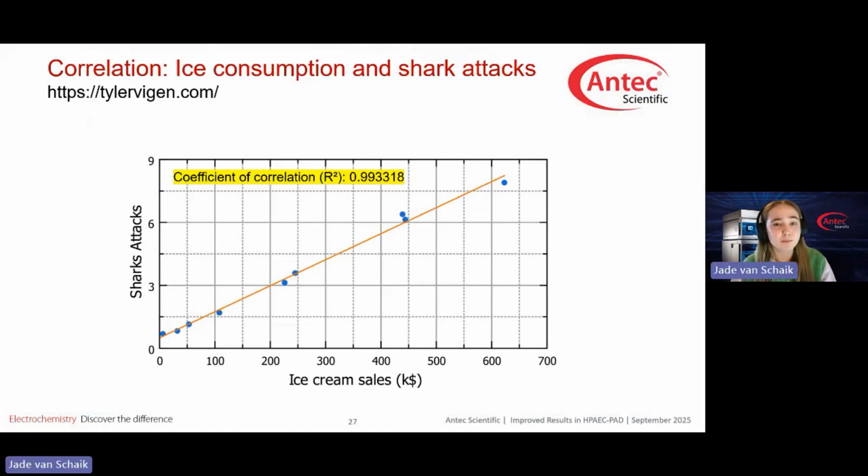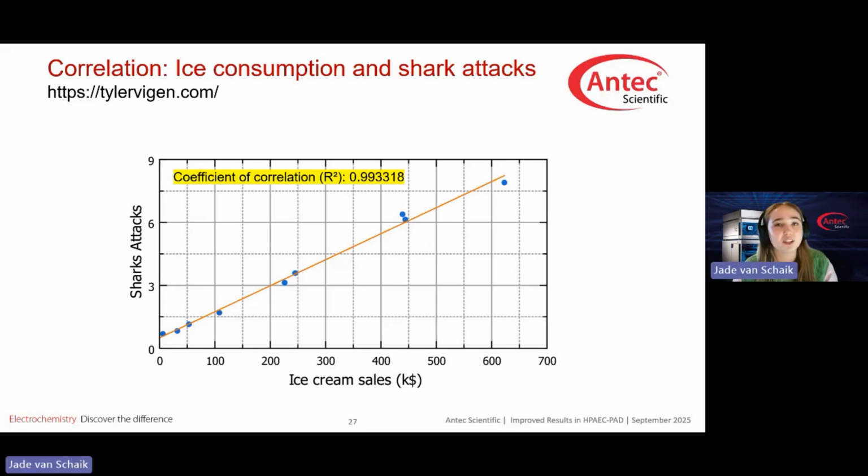It might come as a surprise, but did you know there's a correlation between ice consumption and shark attacks? No joke, there is. If you look at this plot, you will see a pretty strong correlation with an R-squared of 0.993. So the correlation is real. The implication?